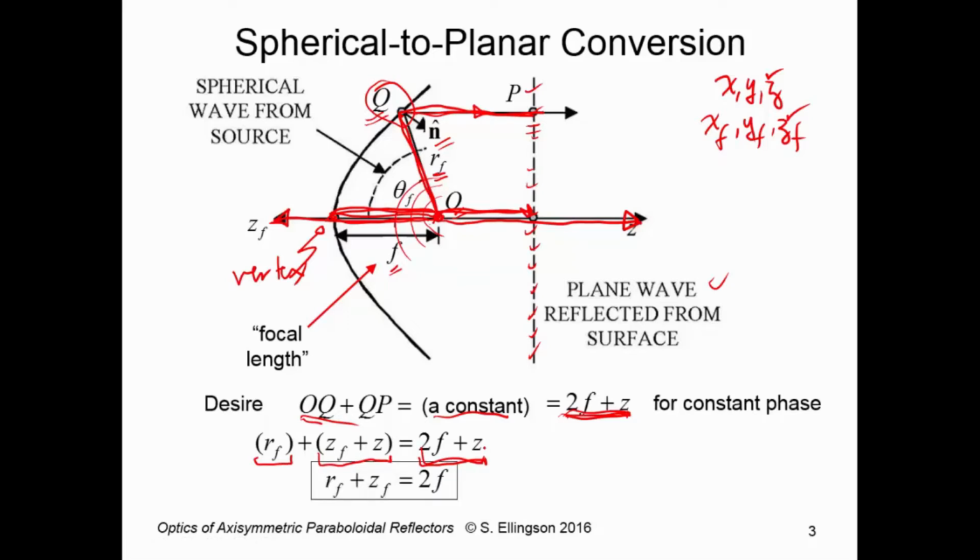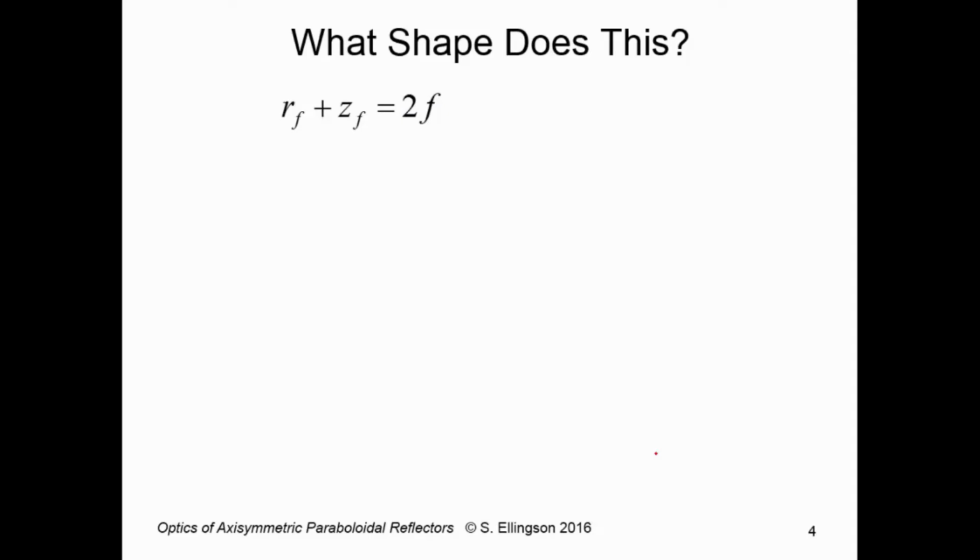So this gives us the relationship r sub f plus z sub f equals 2f. And once again, we have not yet established that f is the focal length or even that this is a paraboloid. We're simply determining the requirements to achieve this effect. So what shape does this? Well, we've just established that this is what we want.